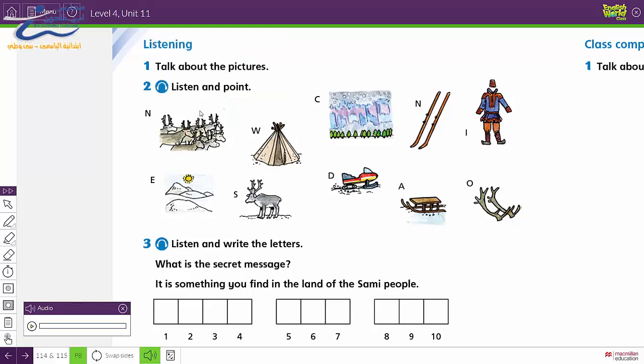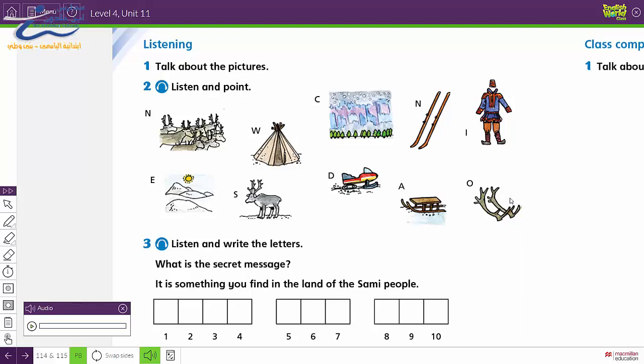Number 3. These are antlers. They grow on the reindeer's head. They become very big and have many branches. Of course, this is the picture we are talking about. Let's move to the next.